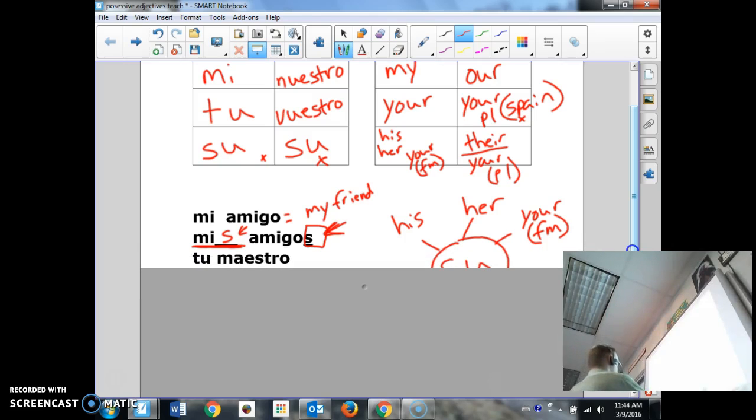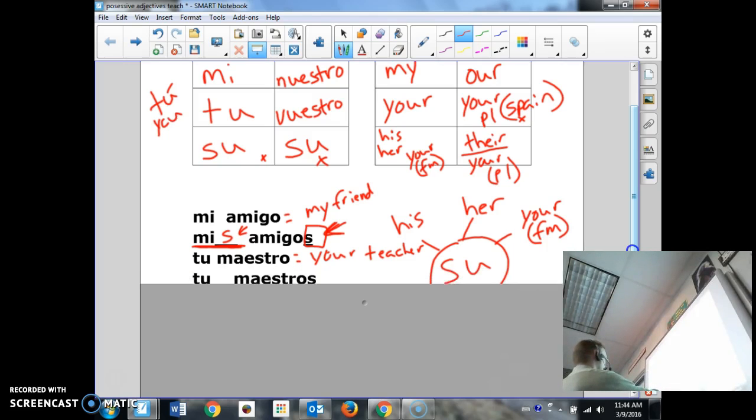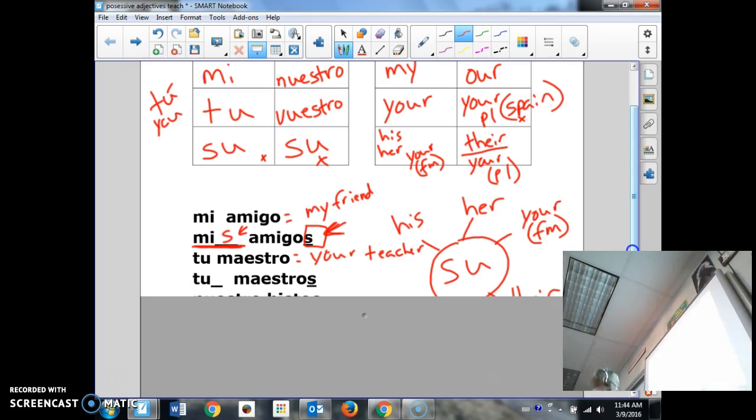Moving on, write this down. Tu maestro. That doesn't mean you teacher. That says your teacher. If you want to write this up here, tu with an accent means you. Similar idea here from before. This says your teachers. So write this sentence down, or a phrase. Circle, box in, underline that S, and add one here. This is plural, so this needs to be plural. Tus maestros.